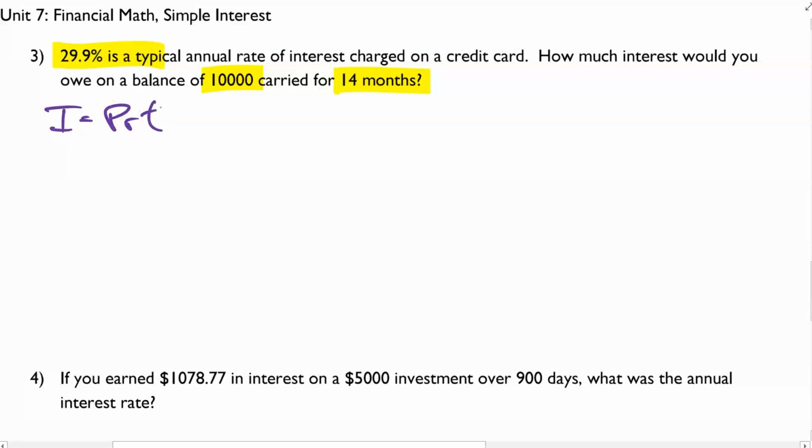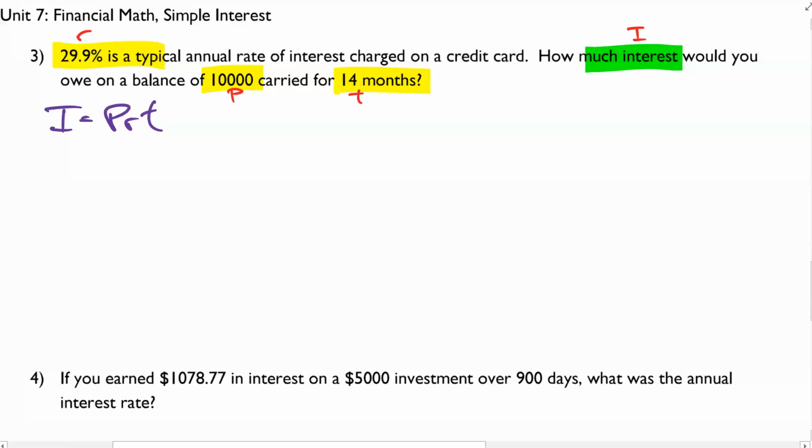Let's see what we're working with. The question is asking you how much interest. Okay, that's actually asking for I. That's good. That's asking for I. Okay, what is I? When they give you the rate right here, they give you what you start with, which is here, P, and they give you T, which is right there, 14 months.